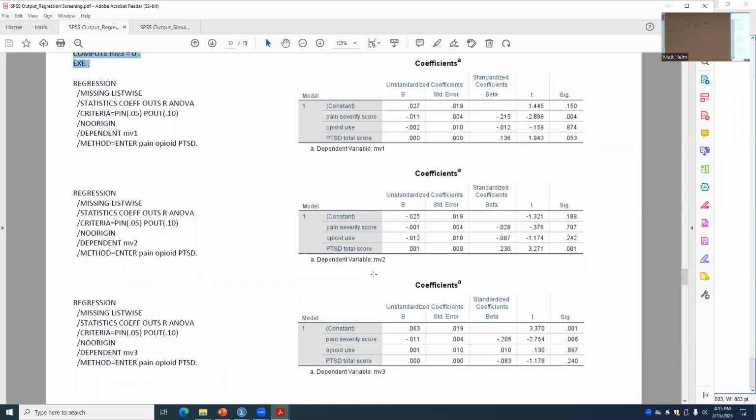Okay, so if I go through and take a look for MV1, this is my highest leverage value. It looks like pain severity is really the biggest driver, maybe a little bit of PTSD, right? But mostly it's a low value for pain contributing to this outcome. If I look at my model for MV2, I got a high PTSD score that's driving this, okay? MV3, I've got a low pain severity score that's driving that, okay?